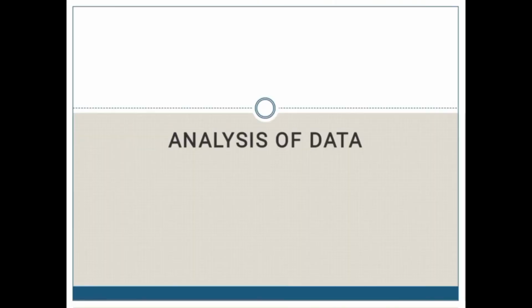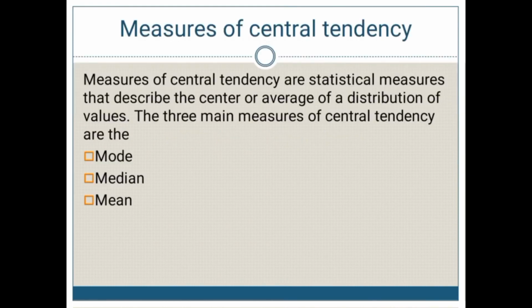The topic is analysis of data, and the first heading of analysis of data is measures of central tendency. Measures of central tendency are statistical measures that describe the central or average of the distributions of values. The three main measures of central tendency are the mode, median, and mean.